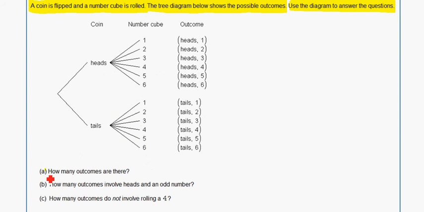So in A, how many outcomes are there? There are 12 total. In B, how many outcomes involve heads and an odd number? There were 3 that were heads and odd. And in C, how many outcomes do not involve rolling a 4? There were 10.